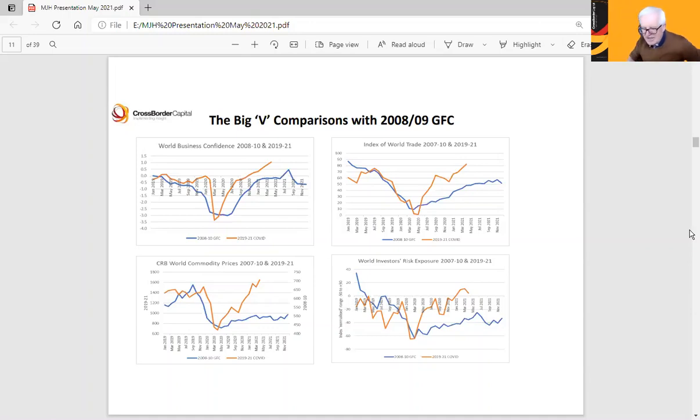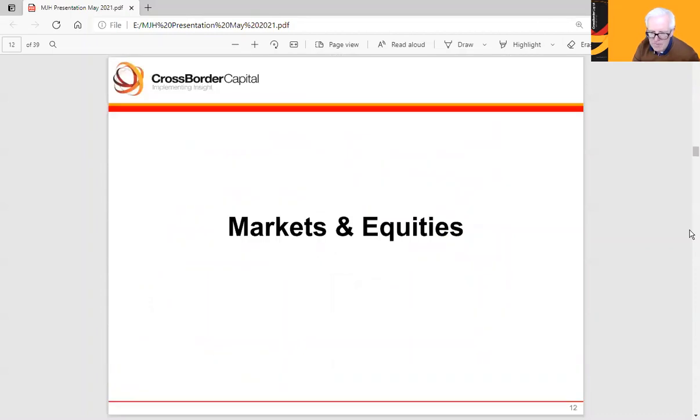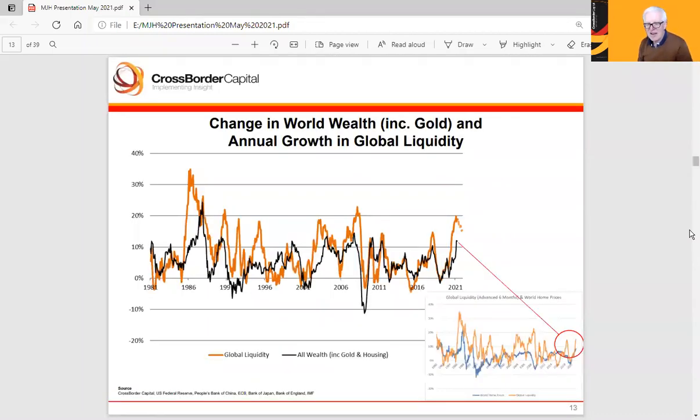So, I mean, the speed is 3-4 times faster than we saw after the GFC. And that is testimony to the amount of liquidity that's been thrown in. Let me say a little bit about asset markets now.